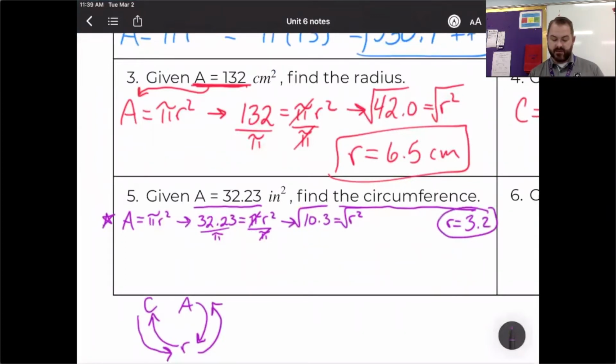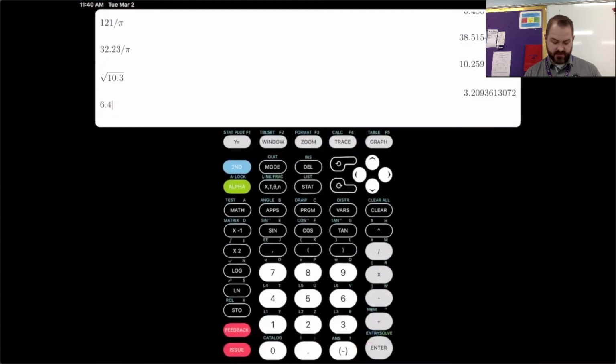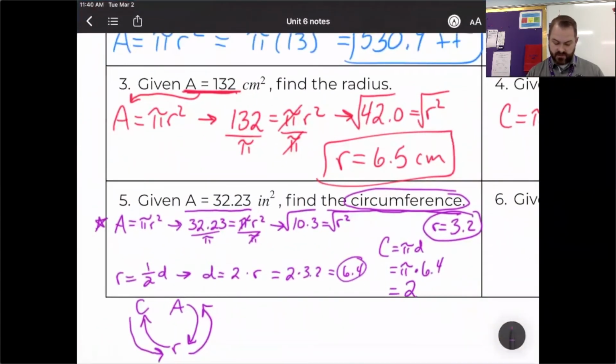I want to use that radius to find the circumference. Okay, there's 2 ways to go about this. What I'd recommend is just changing radius to diameter first. Since the radius is equal to half the diameter, the diameter is 2 times the radius. So the diameter is 2 times 3.2, or 6.4. Okay, then I can use my circumference formula, pi times diameter, or pi times 6.4, and I can get my final answer by just multiplying 6.4 by pi. 6.4 times pi is 20.1. So my circumference with a radius of 3.2 ends up being 20.1 inches.